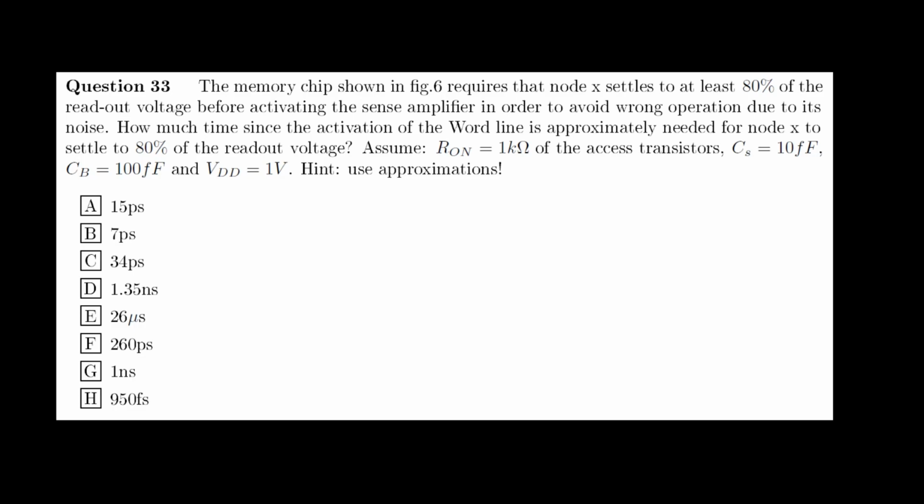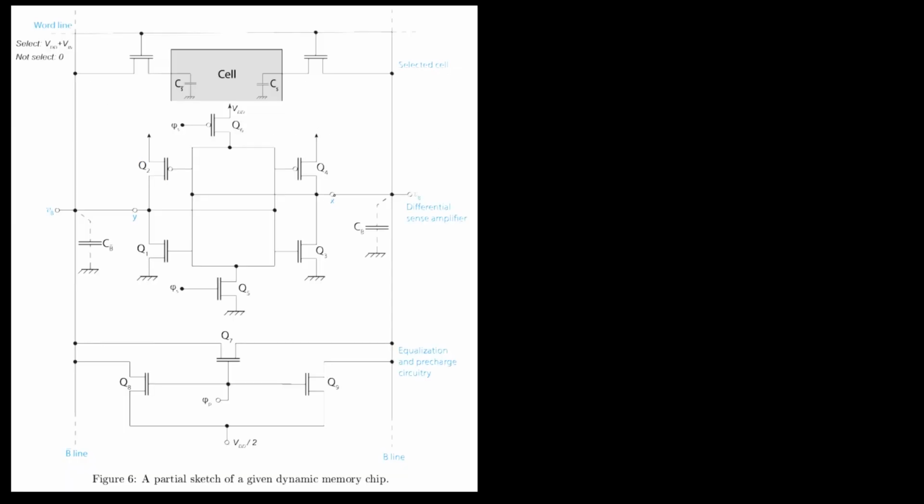of its readout voltage? Assume R1 is 1 kilo-ohm of the access transistors, CS is 10 femtofarads, CB is 100 femtofarads and VDD is 1 volt. Hint: use approximations. And then 8 possible times are given. So to repeat the question, we're going to look how long it will take for the voltage at this node to settle at 80% of its readout voltage.